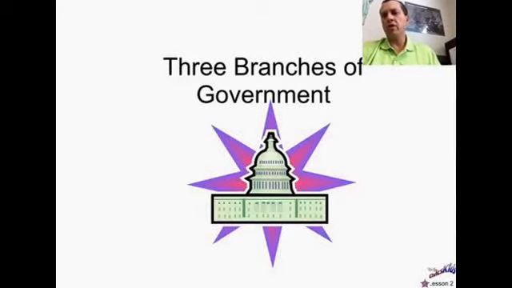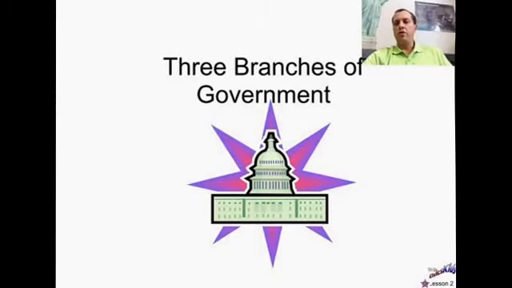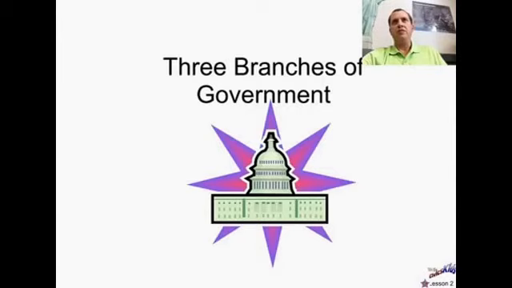Today we're going to start to talk about the three branches of government. There are three branches. You have the legislative, which is made up of Congress. Congress' main responsibility is to make laws. Congress has two different parts to it. It has the Senate and the House of Representatives. All of these people that serve in both houses are elected.